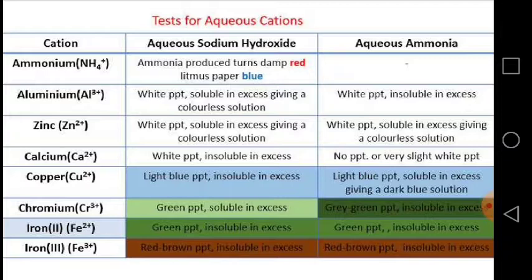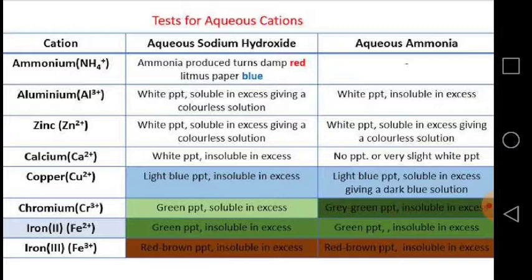Aluminium, white precipitate forms, soluble in excess of sodium hydroxide, giving a colorless solution. White precipitate insoluble in excess of ammonia. Zinc, white precipitates soluble in excess, giving a colorless solution. White precipitate soluble in excess, giving a colorless solution with ammonia. Calcium, white precipitate insoluble in excess. No precipitate is formed with aqueous ammonia.